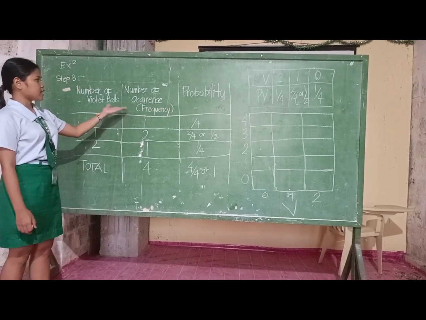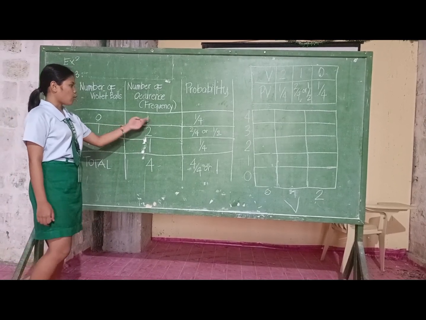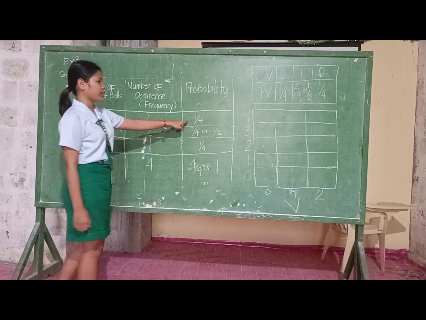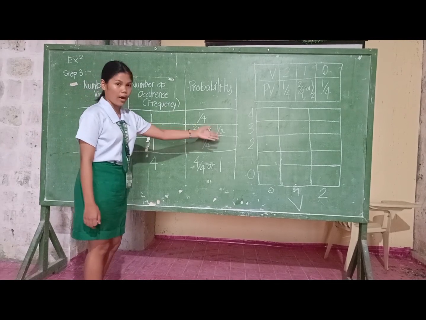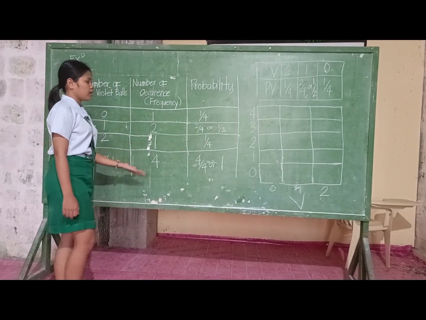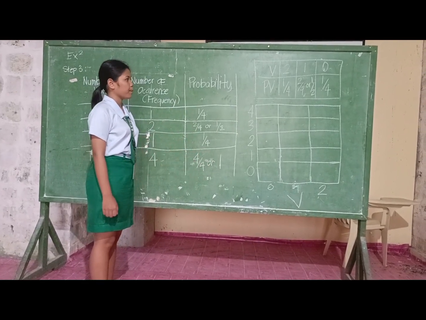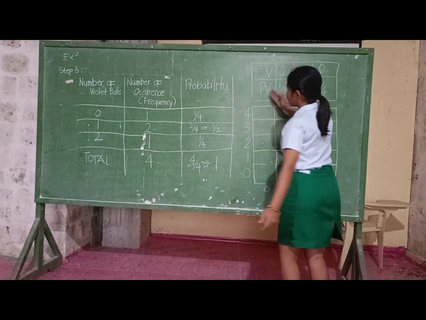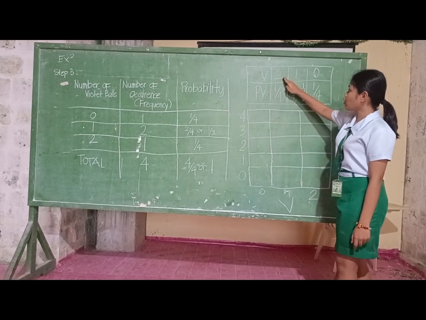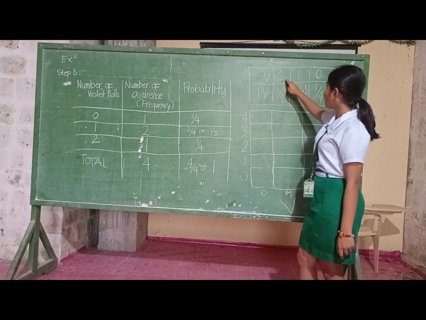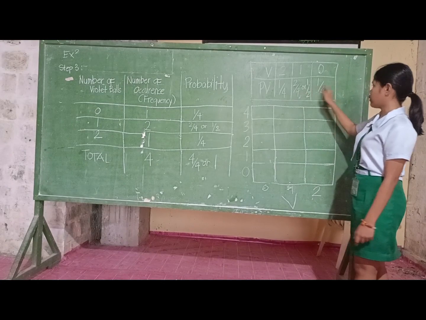Let's proceed to probability, which is based on the number of occurrences. For 0, the probability is 1/4. For 1, 2 of 4 is 2/4 or 1/2. For 2, 1 of 4 is 1/4. The total is 4/4 or 1. So these are the number of violet balls, 2, 1, and 0, and the probability of violet balls: 1/4, 2/4 or 1/2, and 1/4.